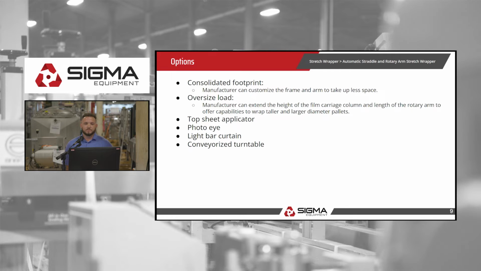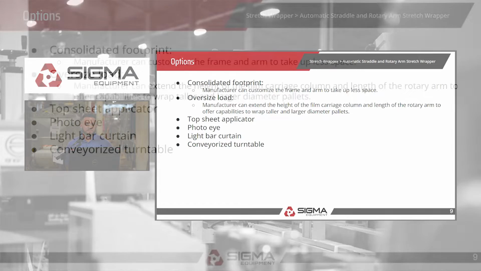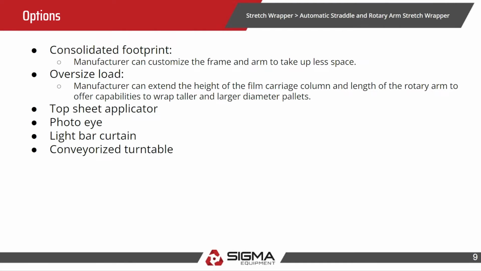Here are some options for rotary and straddle arm stretch wrappers. Manufacturers can do a consolidated footprint, which is when they customize the frame and arm to take up less space in their facility. You can also do oversized load, so they can actually extend the height of the film carriage column as well as the length of the rotary arm to offer capabilities to wrap larger and taller in diameter pallets. There's also a top sheet applicator, a photo eye, a light bar curtain, and a conveyorized turntable, which we'll go over in just a second.